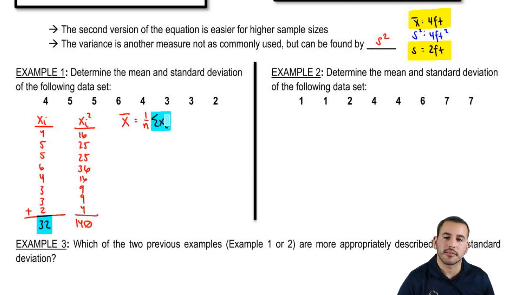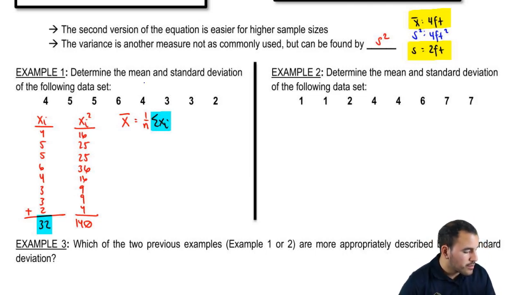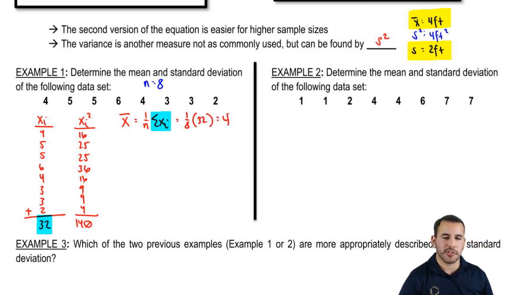What's our n in this case? Our n is our sample size, and we have a total of 1, 2, 3, 4, 5, 6, 7, 8. We have 8 observations. So we're good to go, right? Just plug everything in. So it's 1 over 8 times 32, which gives us 4. So the mean, or the average or midpoint of this distribution, is 4.